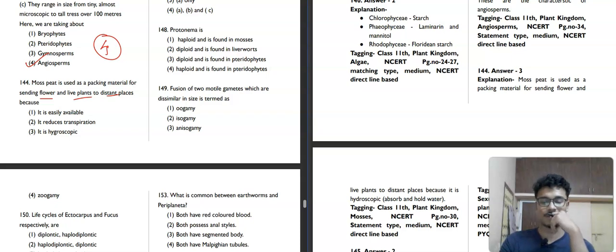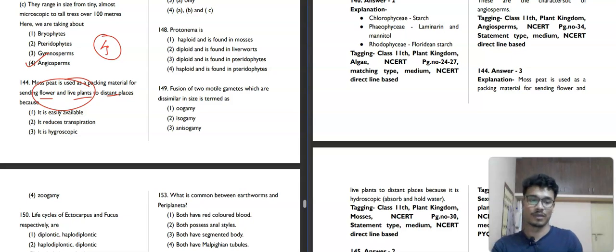So, what would be the answer? Is it easily available? It reduces transpiration? How can moss peat reduce transpiration? It is not correct. It is hygroscopic. Now think about it. What does hygroscopic mean? Hygroscopic means it will absorb and hold water, which is needed to keep the plant alive. So the third option will be our correct answer, not all of the above. The third option is our correct answer, and you can see it is hygroscopic.